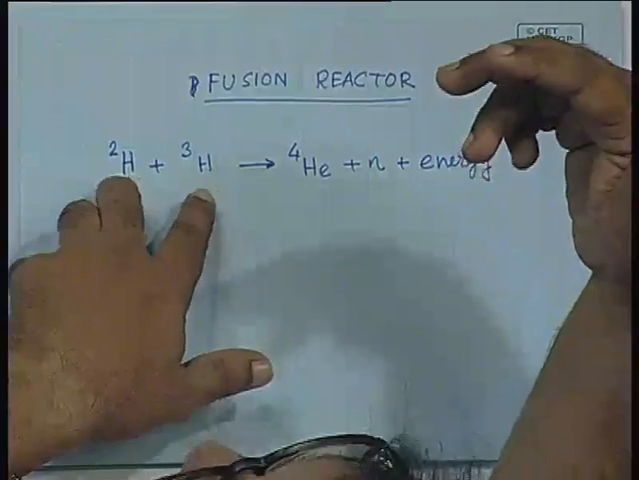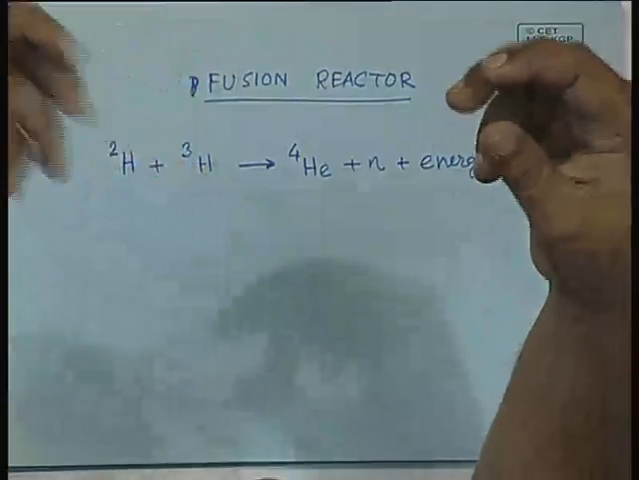So, we are looking at a situation where these two things are heated up to a temperature where it becomes plasma. The temperature is so high that of their own accord the deuterium and tritium nuclei can overcome their electrical repulsion, because both are positively charged, and they can fuse. The temperature is of the order of a lakh of degrees, 10 to the power 6 degrees or so.